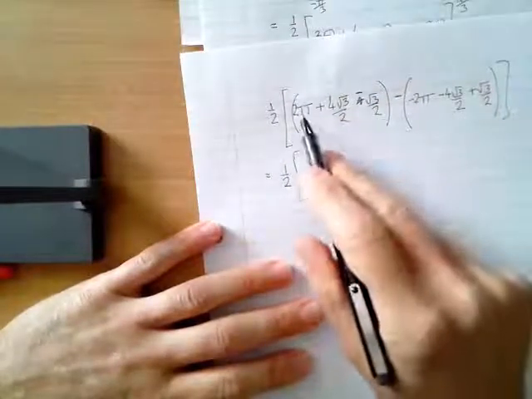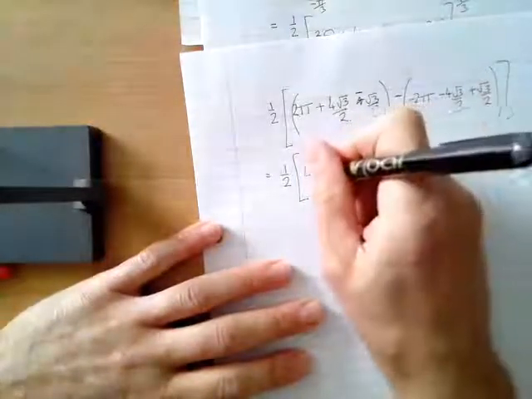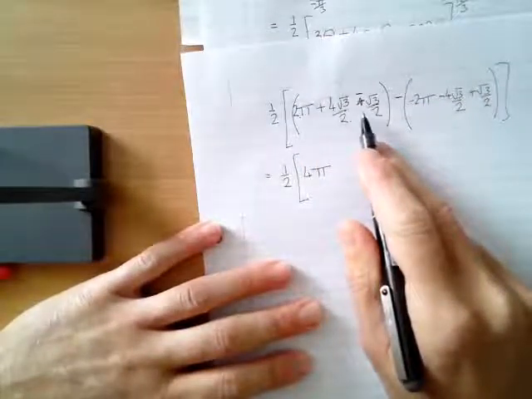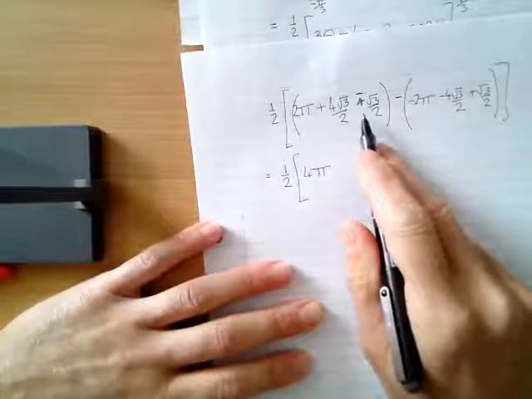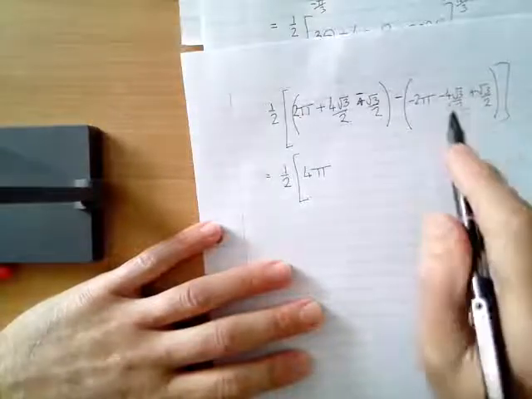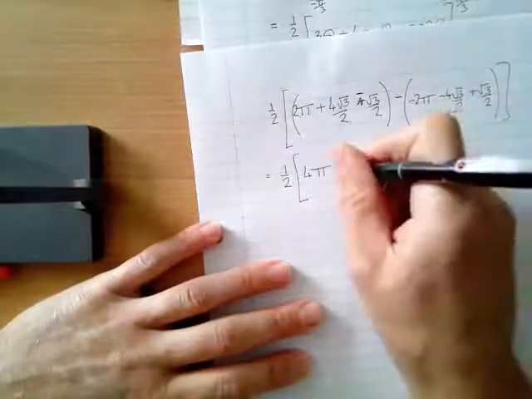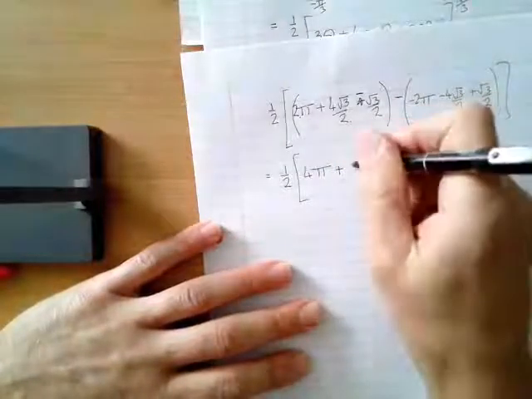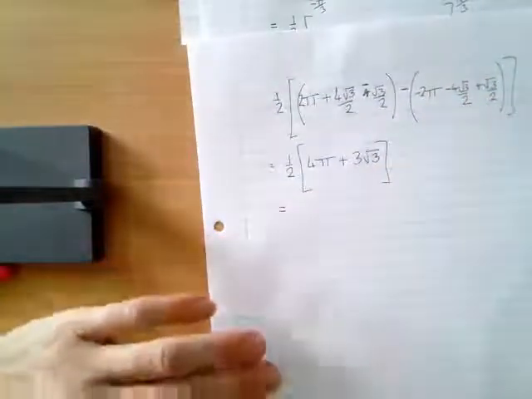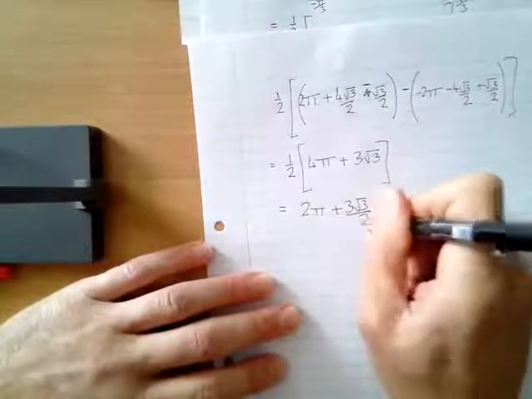So we've got 2 pi minus minus 2 pi, which is 4 pi. And then we've got 4 root 3 over 2, minus one of them, which is 3 root 3 over 2. So 3 root 3 over 2. And then we're going to add to that 4 root 3 over 2, which is 7 root 3 over 2, and take one off, which is 6 root 3 over 2, which is 3 root 3. Leading to a final answer of 2 pi plus 3 root 3 over 2.